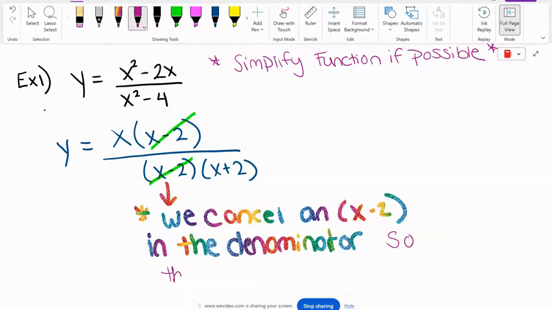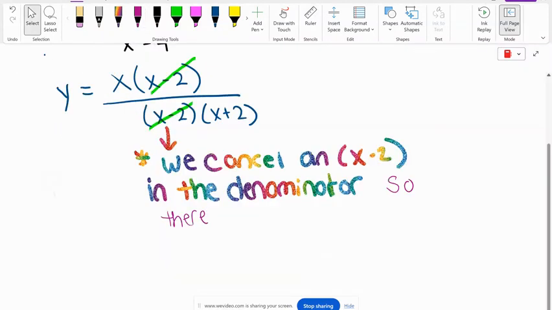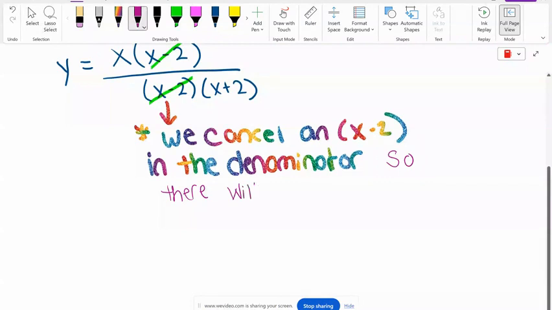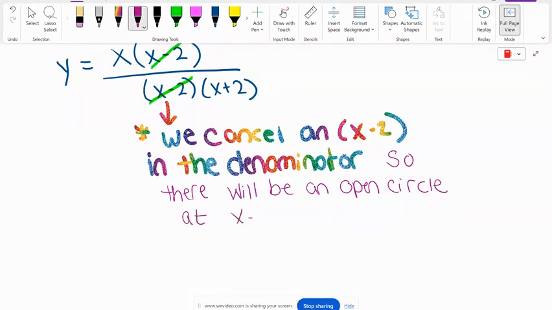So there will be an open circle. I'll write open circle at x minus 2 equals 0, which makes it x equals 2.